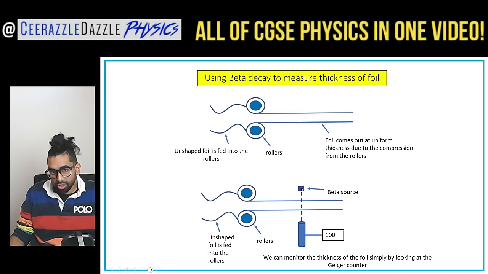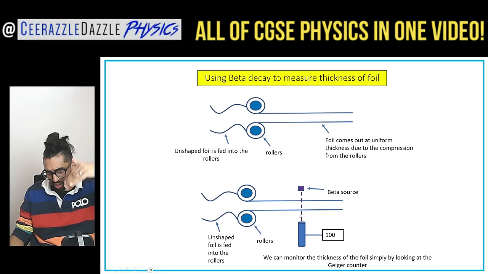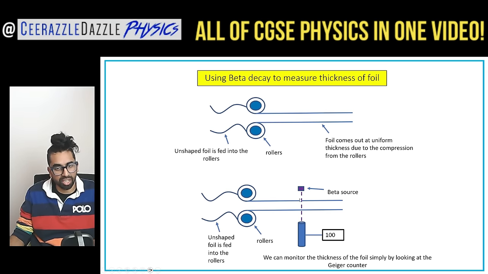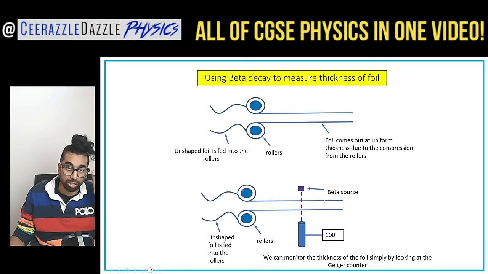So what they do is they put a beta source on one side of what's coming out. This is the very thin strip coming out, and a Geiger counter underneath it, on the opposite side over here. The beta source is going to emit the radiation, it's going to travel down and through it, and we would get the Geiger counter getting a reading, because some of it can pass through. So simply by looking at the Geiger counter, you can determine the thickness of the foil.